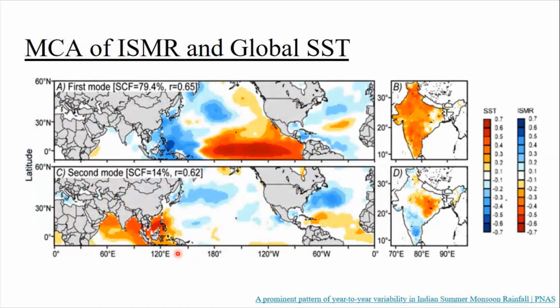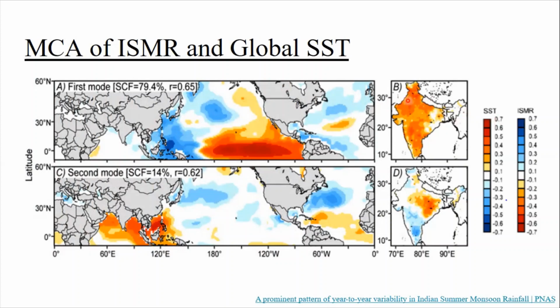The results of MCA between ISMR and global SST are as follows. The maximum covariance analysis was performed between the Indian summer monsoon and global sea surface temperature. The analysis results in mode one show that when this region heats up, this region cools down, and since they are negatively correlated, there is no formation of clouds over the Indian subcontinent. In this case, we face El Nino.